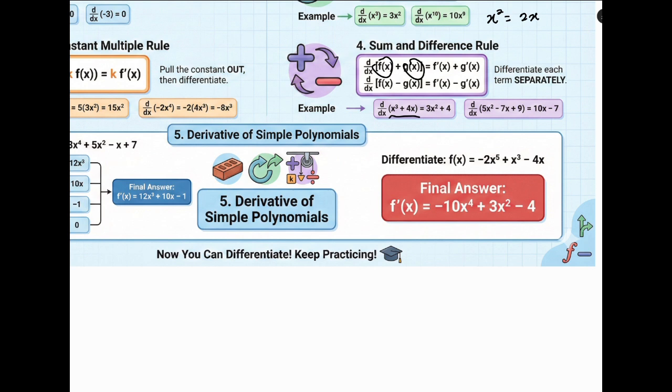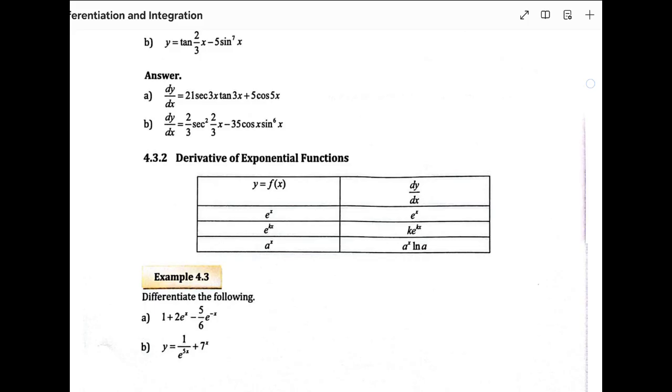So basically that is what was covered in the introduction to differentiation. You now understand how derivatives are created and how to use basic rules to differentiate quickly.